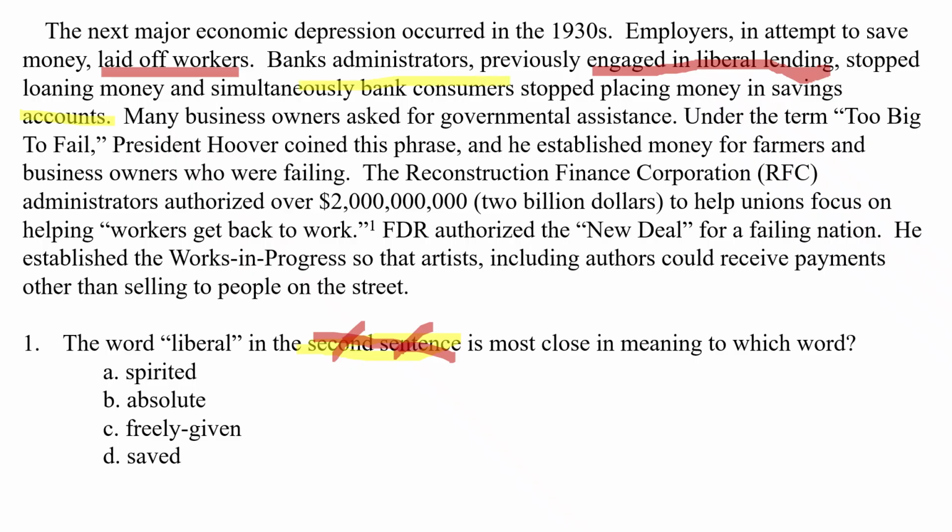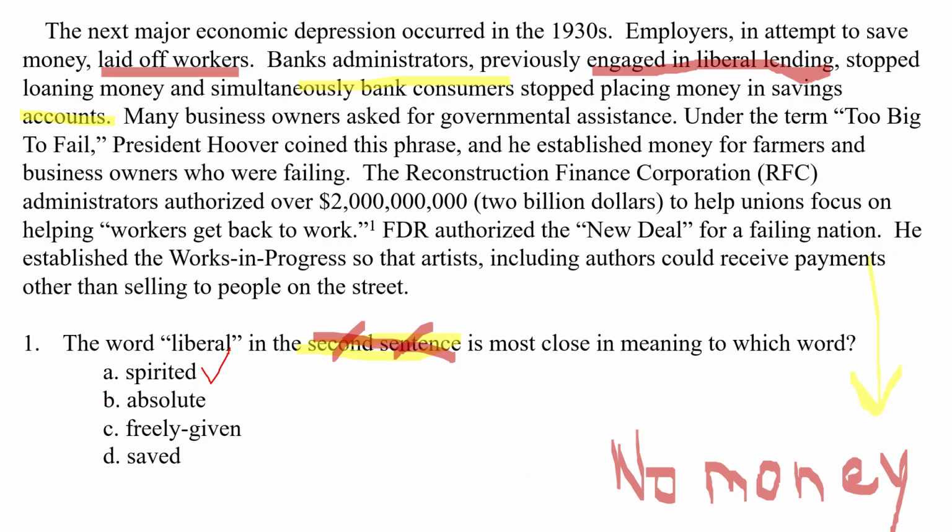So it's telling you the money is going down, that you're going into a recession because there's no money coming in. So if there's no money coming in, and the banks had previously given money, it's asking you, what does the word liberal most likely mean? And close to the second word, is it spirited? So if you go back and say bank lenders previously engaged in spirited lending, stopped loaning money, could be, because spirited could mean they were very good. They were very forthright and giving you money. Bank administrators previously engaged in absolute lending.